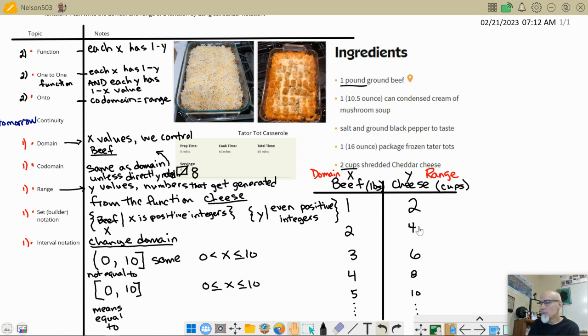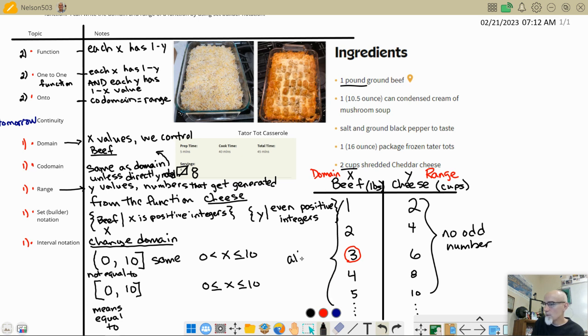These numbers do not match up exactly with those numbers, because these are the even numbers. There are no odd numbers over here. But over here, there's an odd number, so these are just all integers.